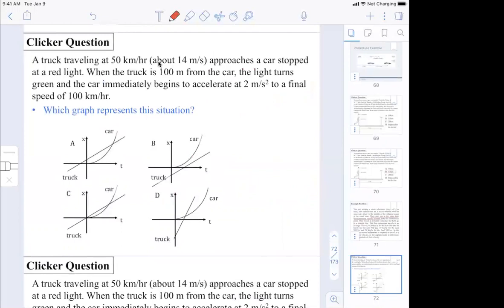We have a truck traveling 50 kilometers per hour, and if we change everything to standard units, that's about 14 meters per second. It's already converted for you. It's approaching a car stopped at a red light. The truck is 100 meters away from the car, and the light turns green. The car immediately begins to accelerate to a final speed of 100 kilometers per hour. This is the fastest the car could go. Once the car reaches that speed, it is going to maintain that constant speed for the rest of the trip. So which graph represents this situation?